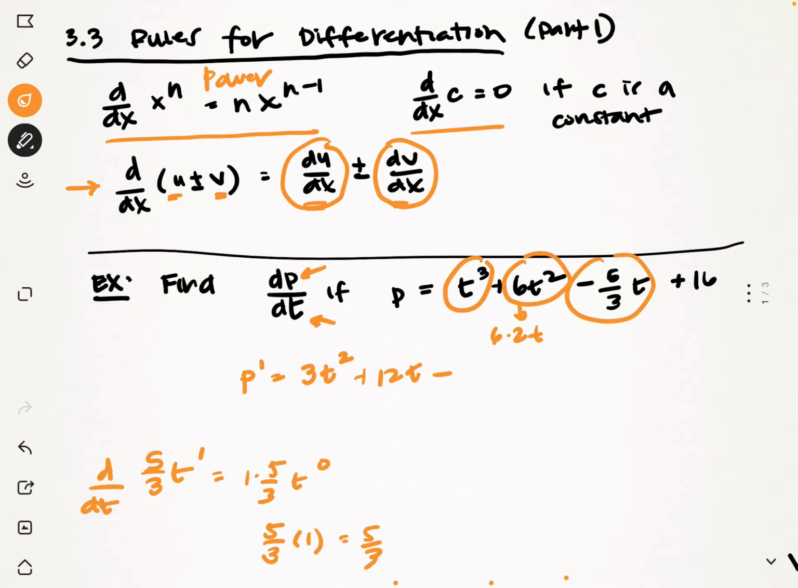So anytime we're deriving just the variable x or t, it just goes away, and we're left with whatever coefficient we had in front. So this is going to be 5/3. Okay, and then the last part is this thing right here. This is a constant 16. There's no variable attached to it, so the derivative of that is 0. We don't even have to add that on because adding 0 doesn't change our value. So p prime is going to be 3t squared plus 12t minus 5/3. And we're just applying the power rule to each part to find the derivative.